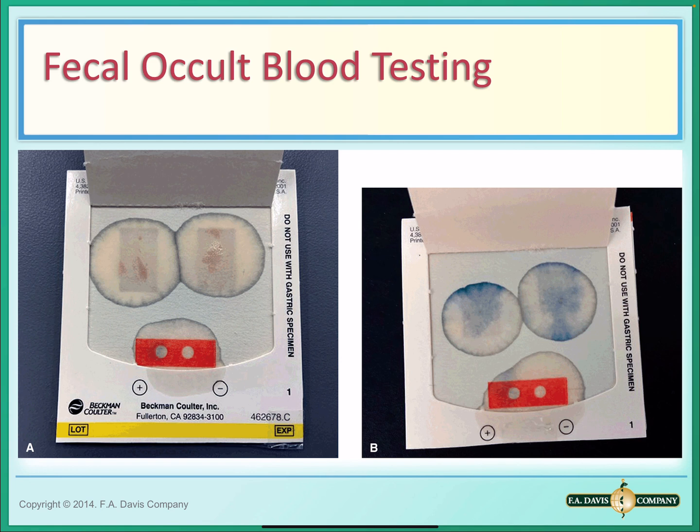Note the control area inside the orange rectangle. The positive control appears blue and the negative control shows no color. It is very important to run the controls that are within your test cartridge.